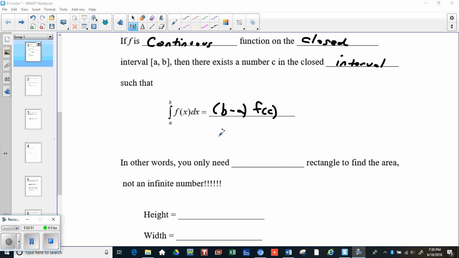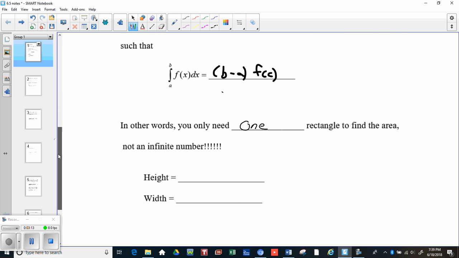Anyway, so what does this mean? It means that instead of taking the integral and adding up an infinite number of rectangles, what this really means is you're only going to need one rectangle to find the area, not an infinite number of them. And you might think, well, how does that work? How can that be? I'll show you. I'll try and illustrate it.